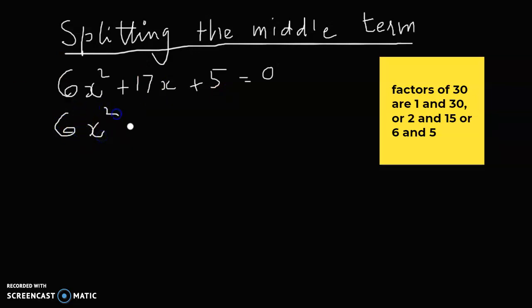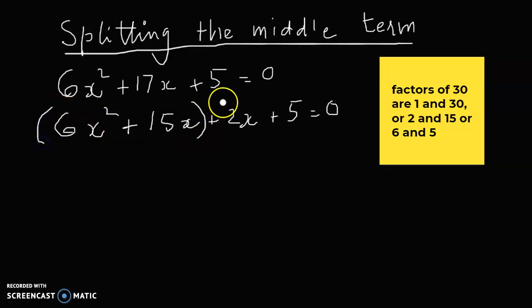6x squared, we write down here 15x plus 2x plus 5 is equal to 0. We pair this, group this like that.